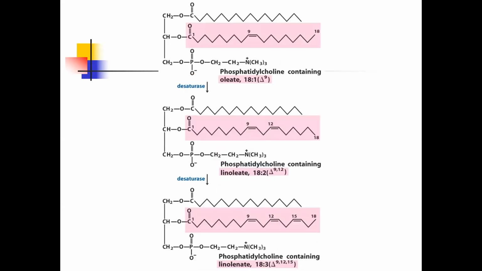The desaturases can also handle fatty acids that are already esterified to glycerol. So here you can see we have a C18, and that C18 is going to get a double bond. This desaturation can put it there. That makes linoleate. And then you put another one in, that makes linolenate, while it's attached to the glycerol.